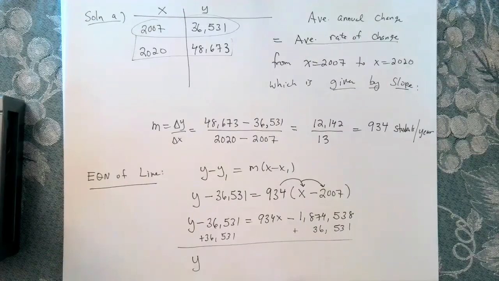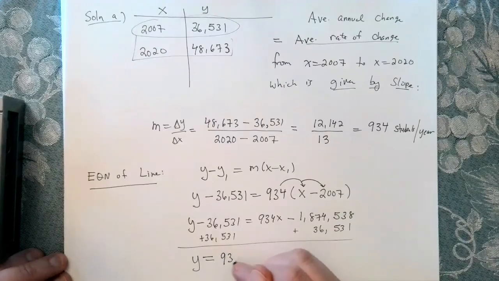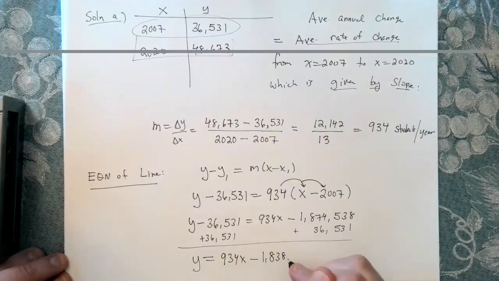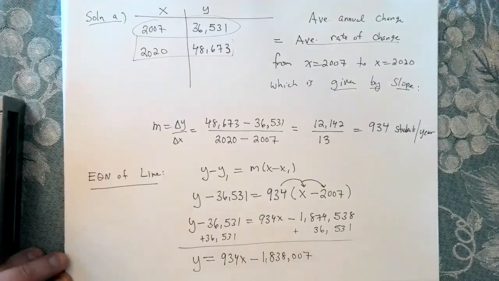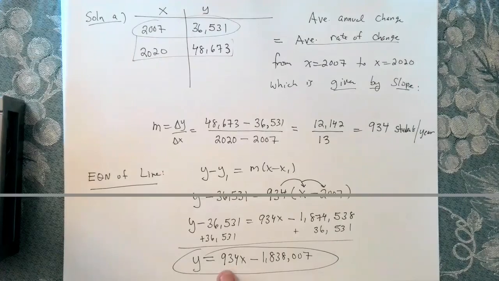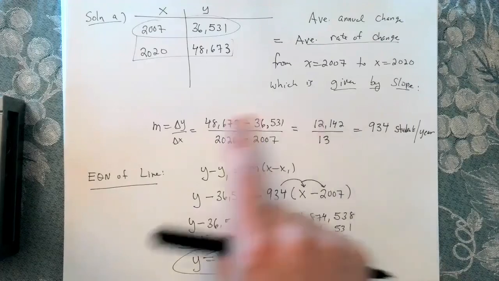So this gives me my line, which models my data. So y is equal to 934x minus 1,838,007. And so what does this line do for us? Well, you pick a year. How about, say, I'm particularly fond of the year 2009. If I pick the year 2009 for x, this will estimate the number of students, the enrollment, based on this.